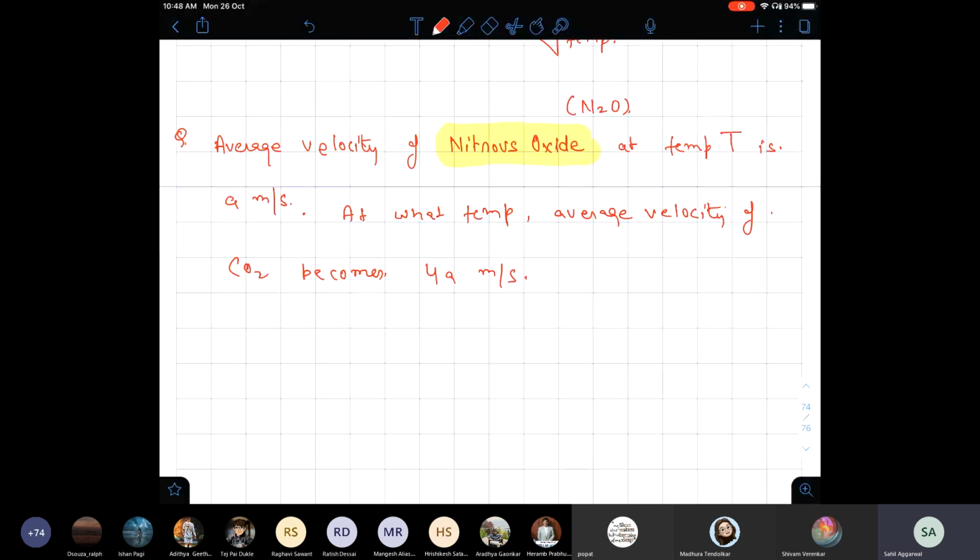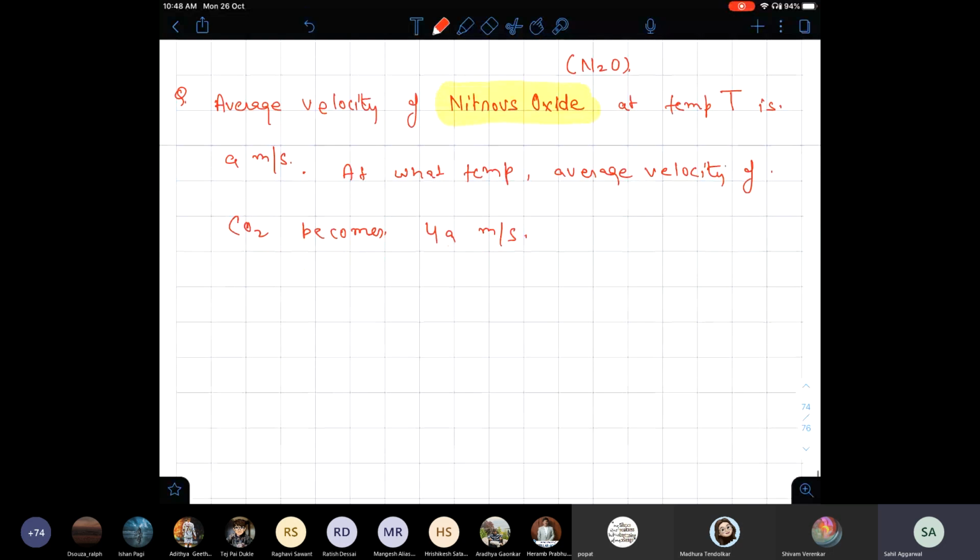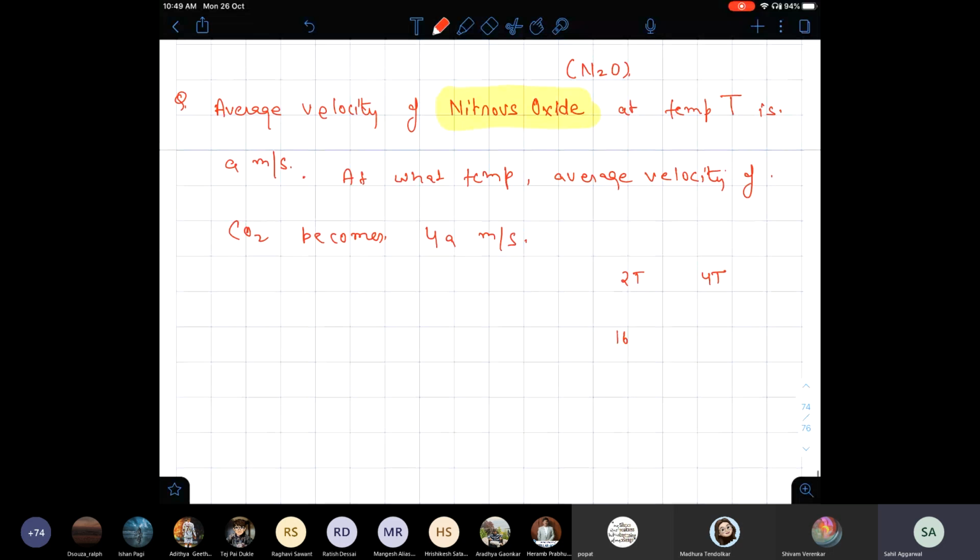चलो करो सॉल्व. ऑप्शन दे देता हूं मैं. 2T, 4T, 64T.